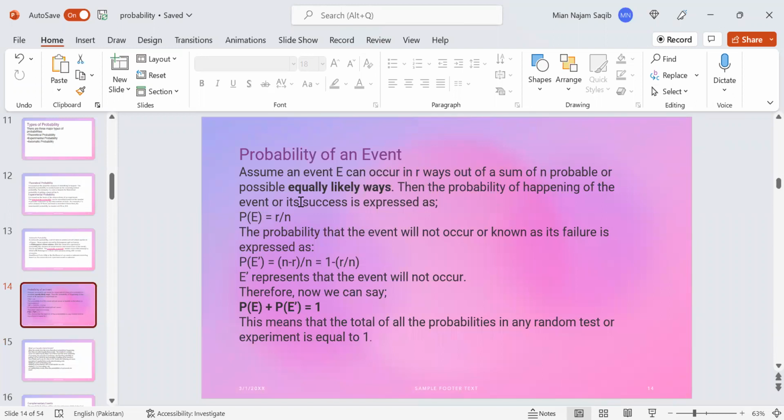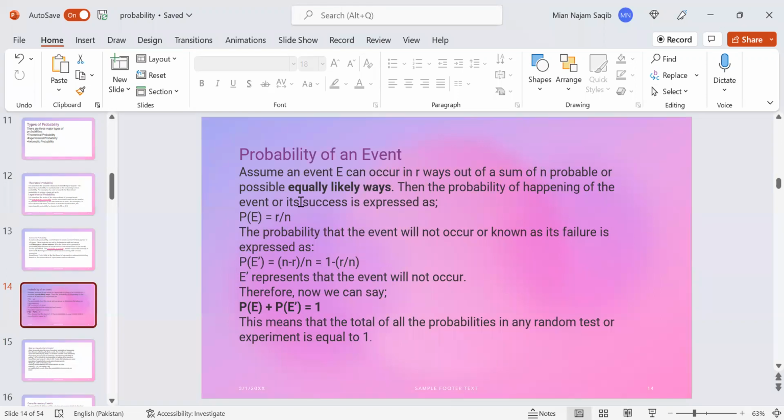Basically, how do we calculate the probability of an event? We assume an event, which is E, can occur in R possible ways out of a sum of N probable or possibly equally likely ways. Then the probability of the happening of the event, or its success, is expressed as P equals R/N.